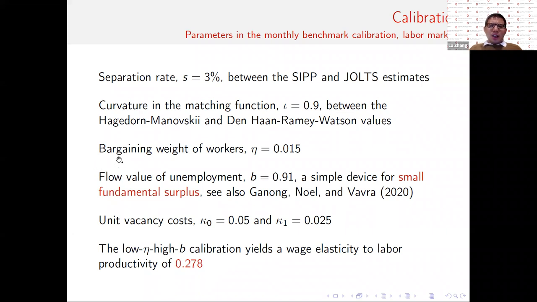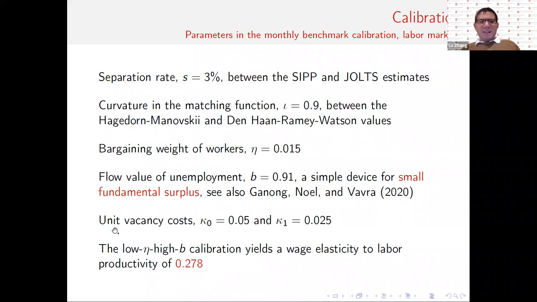So one challenge in our calibration is to match the equity premium without blowing up the mean unemployment rate. Through some trial and error, we ended up with a calibration of low bargaining weight for workers and relatively high flow value of unemployment, B equals 0.91, the replacement rate of 91%. Especially this parameter will imply a high unemployment rate.